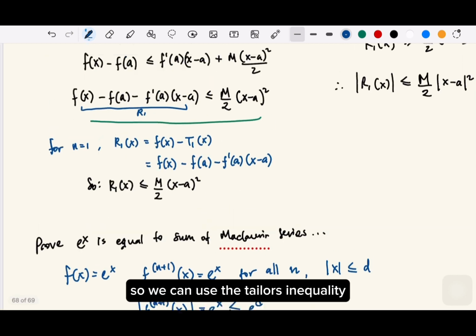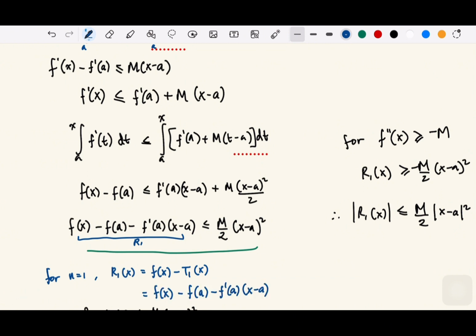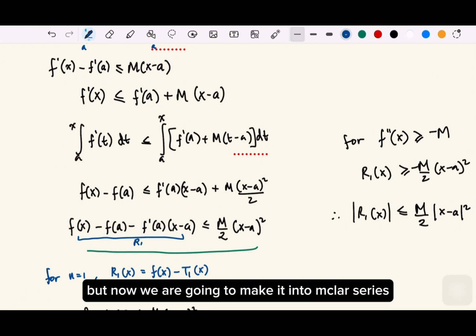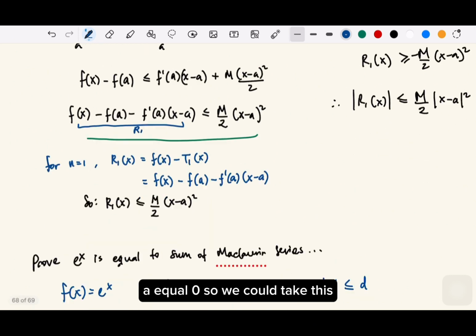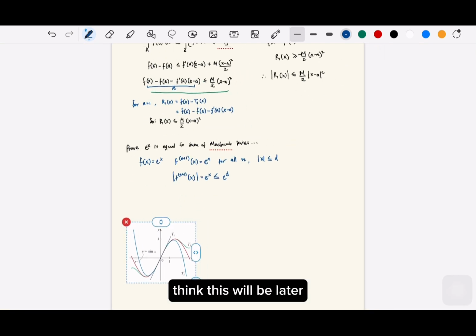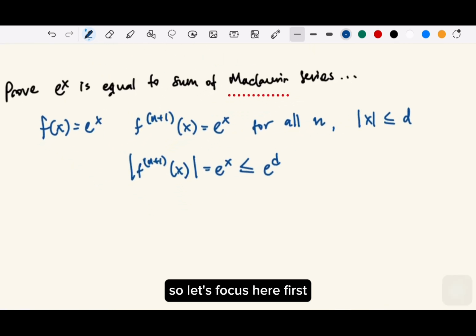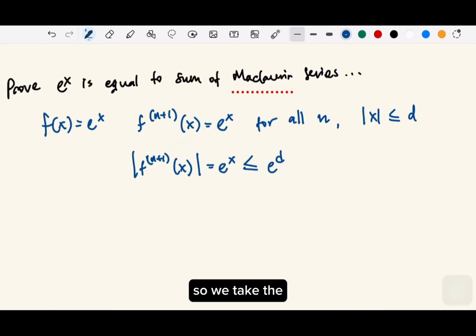Okay, so we can use the Taylor's inequality. This is called the Taylor's inequality, but now we are going to make it into a Maclaurin series, in which we input a equals 0. I think this will be later. So let's focus here first. So a is 0 and M is e.